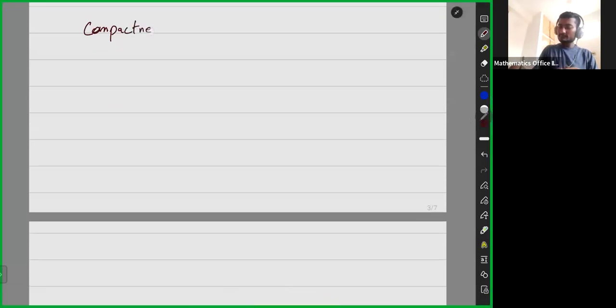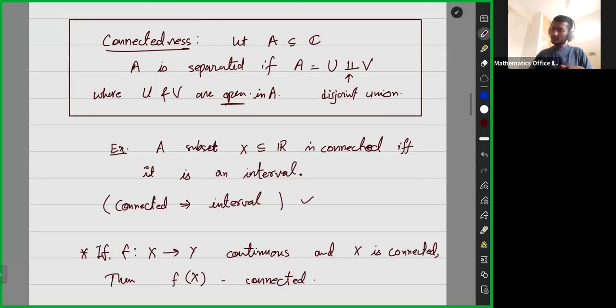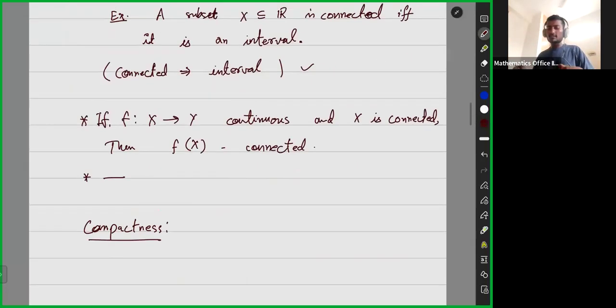Compact. Right. What is the compactness definition? Connectedness is defined through separated sets. This is the definition for separated, and those subsets which are not separated are connected.